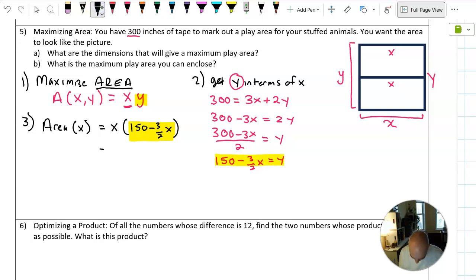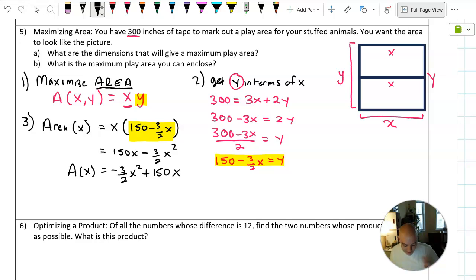And let's go one further. Let's multiply this x back in. That would be 150x minus 3 halves x squared. And maybe let's put that x squared in front. Negative 3 halves x squared plus 150x. And I'll call that A of x, our area function in terms of x.